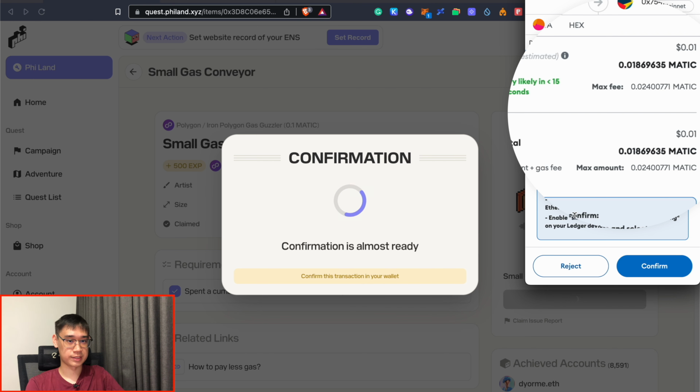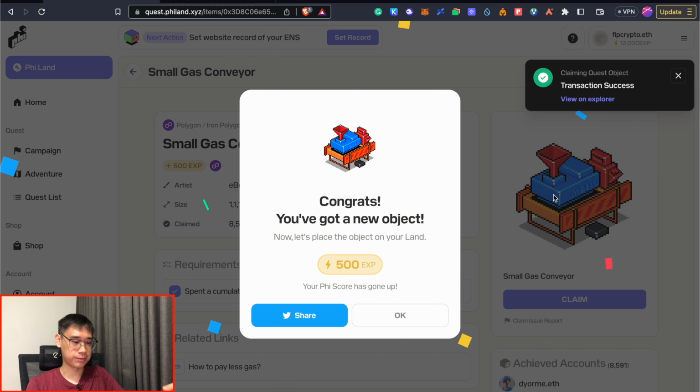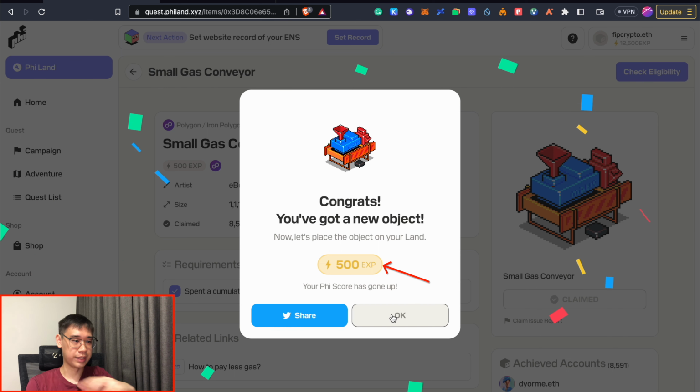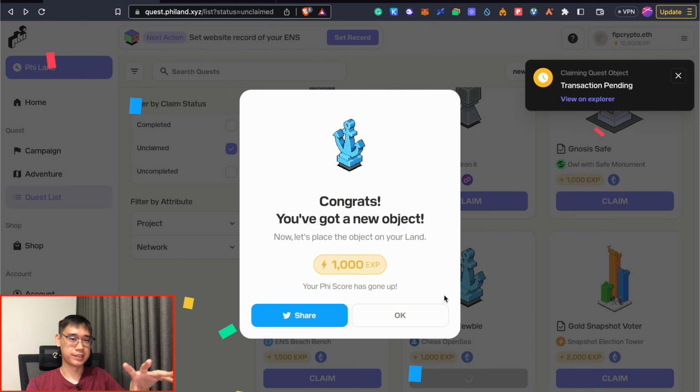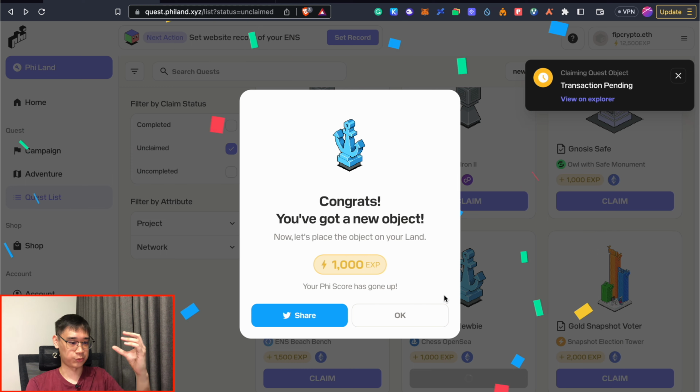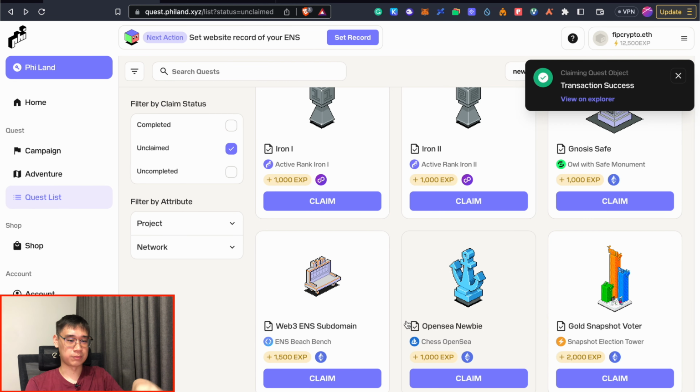So you may want to have a small amount of Matic in your MetaMask wallet to process all of these different transactions. Once you have claimed your object as well, you also earn some experience points, which will go to your Phi score. And if an airdrop does happen in the future, the amount of XP that you have on Phi Land could determine your token allocation. So this process can be actually quite tedious if you have multiple objects that you can claim, as you need to claim all of them one by one.